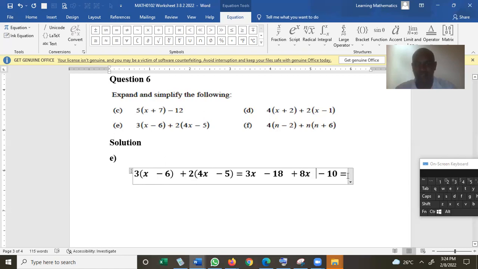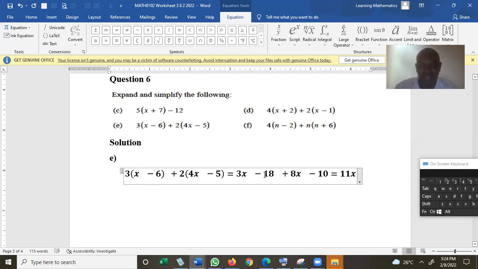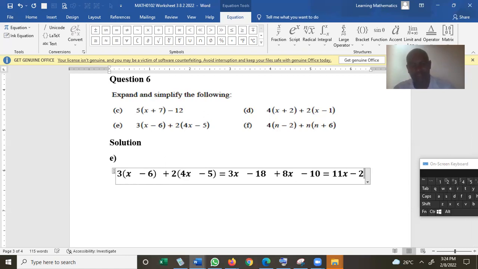3x and 8x, because the x and the power is 1, base and exponent identical, even though the coefficient is different, 3 and 8, the terms are like terms: 11x. The numbers obviously are like each other. You have a -18 and a -10. A -18 and a -10 is a -28. A negative and a negative is a negative. So it's 11x, subtract 28.